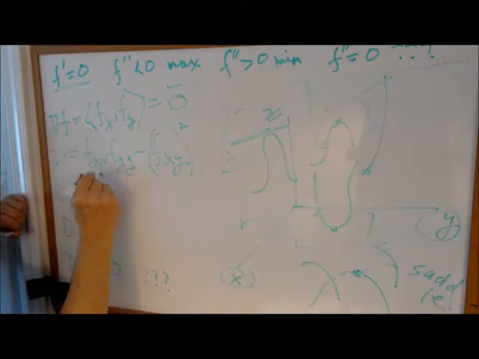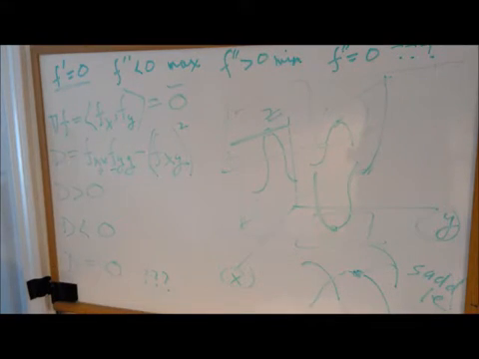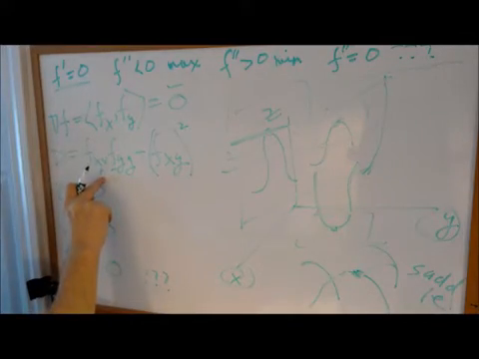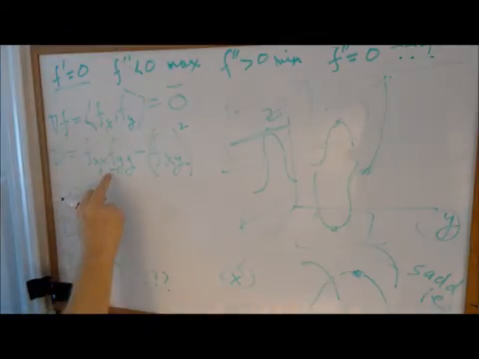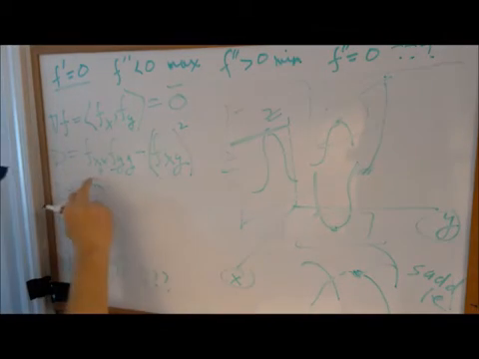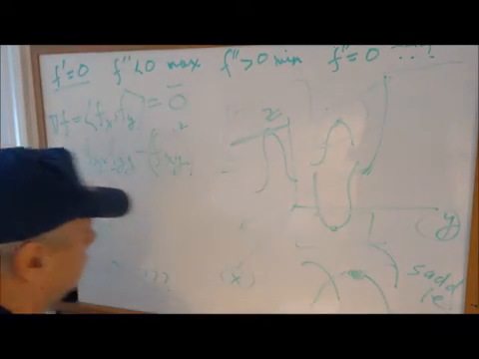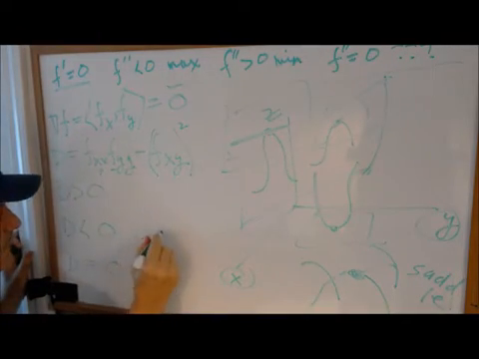2 possibilities. This could be positive, and this could be negative, or vice versa. So what does it mean for the second derivative with respect to x to be positive? It's concave up, so it's a minimum. But what does it mean for the second derivative with respect to y to be negative? Well, that means it's concave down or a maximum. So which is it? Minimum or maximum? Well, that kind of looks like what we call a saddle point.